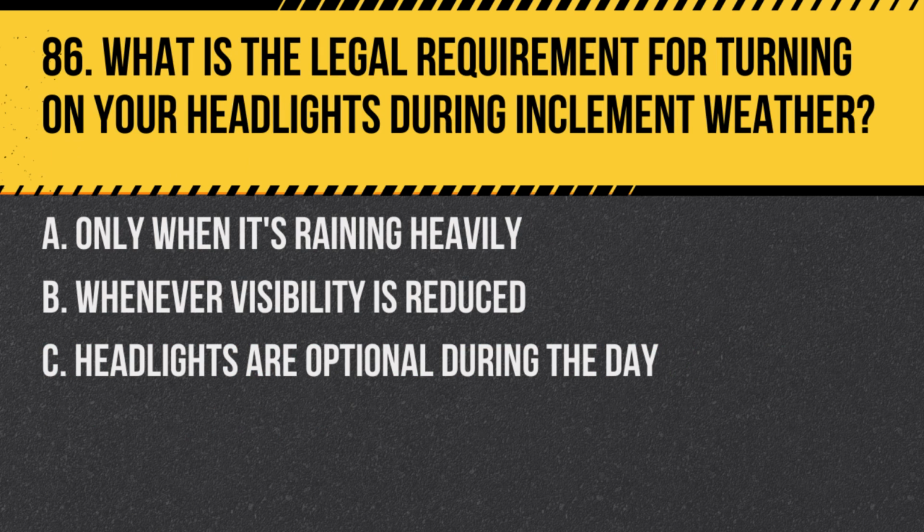Question 86. What is the legal requirement for turning on your headlights during inclement weather? A. Only when it's raining heavily. B. Whenever visibility is reduced. C. Headlights are optional during the day. Answer: B. Whenever visibility is reduced. California law requires the use of headlights during any inclement weather when visibility is reduced.